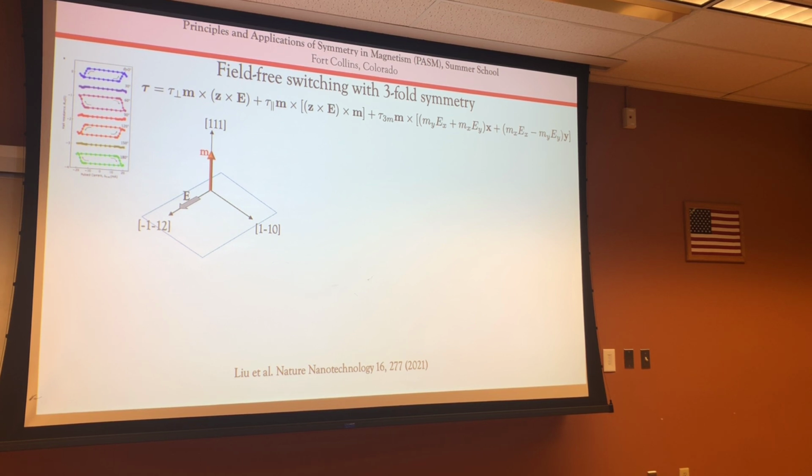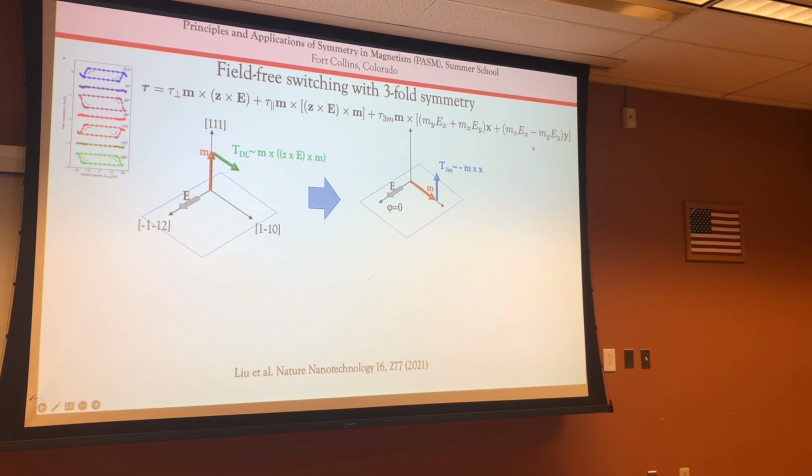So you send a current, the damping torque, the field-like torque doesn't do much here, it just shifts the energy. The damping-like torque brings the magnetization into the plane. Once it is in the plane, this one is inactive, because if you just do the cross product, it goes to 0. And this one becomes active.